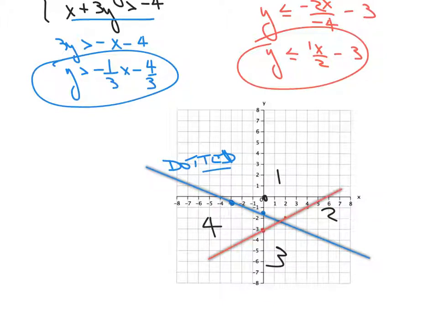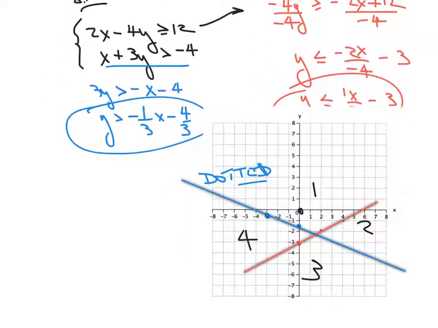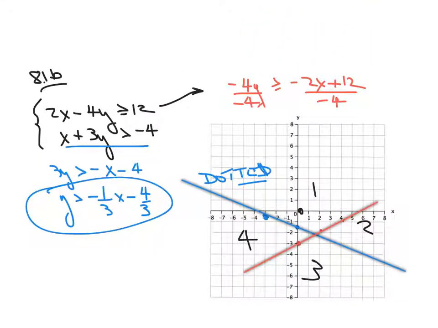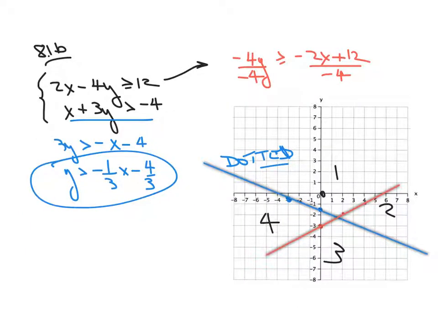So get my original problem here. There it is right there. And put 0 in. So what we do is we plug in a point here, like 0, 0. We plug it in here. 0 minus 0 is greater than or equal to 12. That's wrong. 0 plus 0 is greater than negative 4. That's also wrong. So this does not work. So let's blacken that out, saying we're not going to use that.